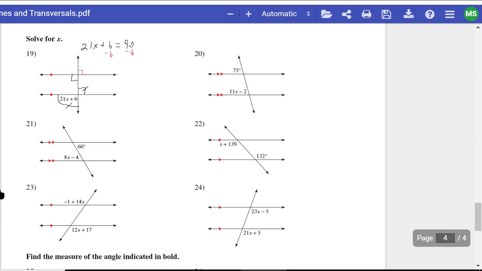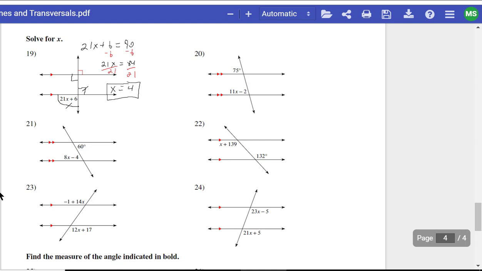I'm going to subtract 6 on both sides and get 84 is equal to 21x. Then if I use my handy dandy calculator to divide by 21, I should get x is equal to 4.